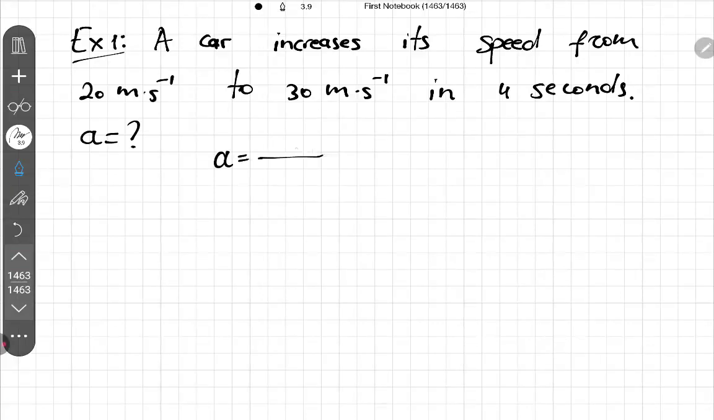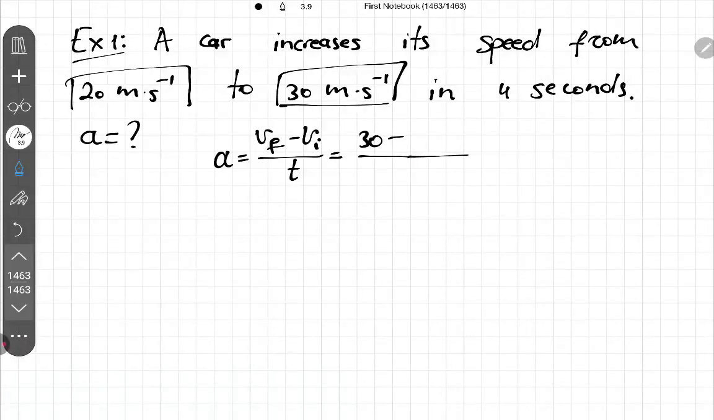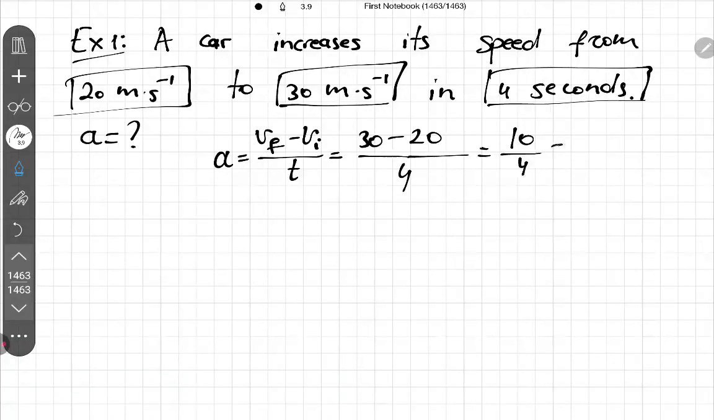Acceleration equals V final minus V initial divided by the time duration. And it equals V final. Here you see that our final speed is 30 meters per second minus our initial speed, 20 meters per second, and the time duration required for this change is 4 seconds. Then it is 10 divided by 4 and it equals 2.5 meters per second square. Okay, let's try to have another example.